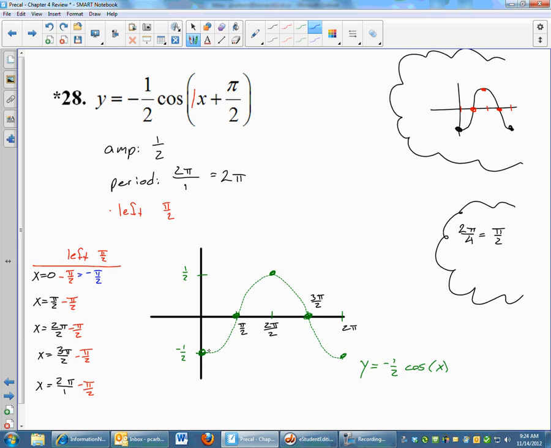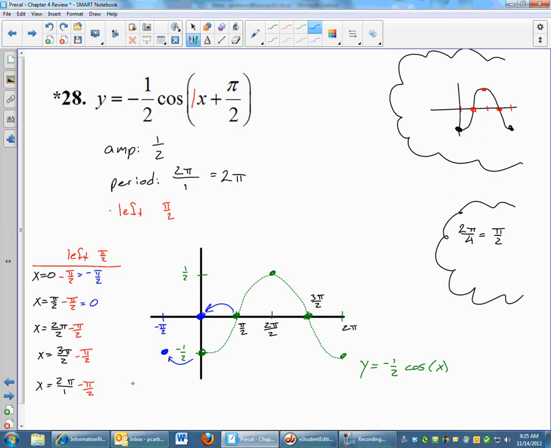So that means this point that did have an x coordinate of 0 needs to move to the left to negative pi over 2. So this point right here is going to move over to the left right there. Pi over 2 minus pi over 2 is 0. So this point that was at an x coordinate of pi over 2 is going to move over to 0.